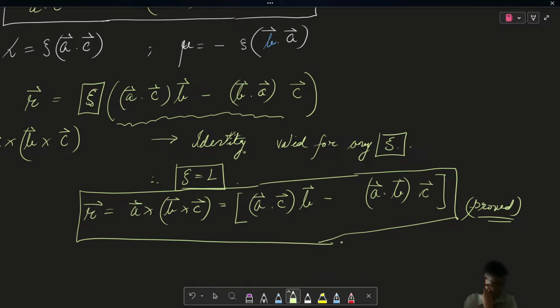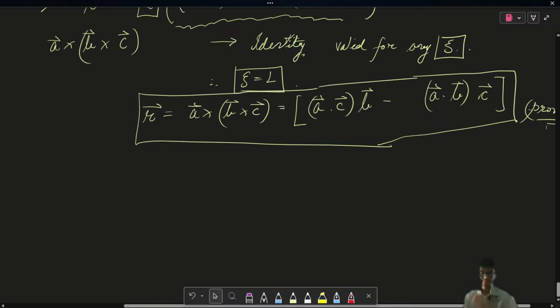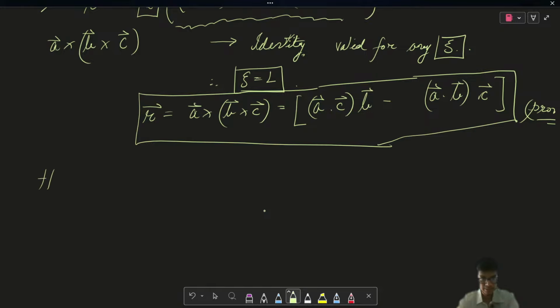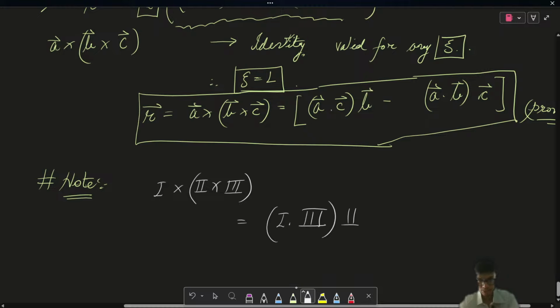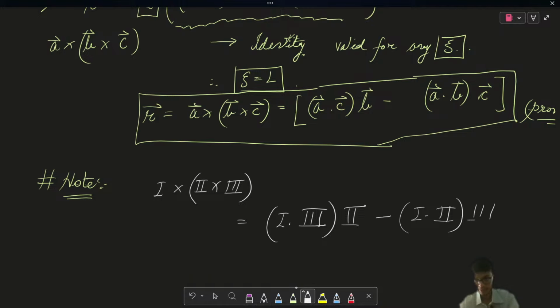Okay, so we'll definitely see questions on it. The easiest way to remember this particular expression is this: if I have my first vector a, and b cross c with the bracket placed over here, then the result is very simple: (a·c) times the b vector minus (a·b) times the c vector. Alright, this is how you can remember.